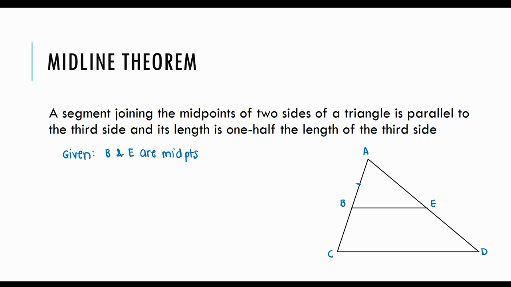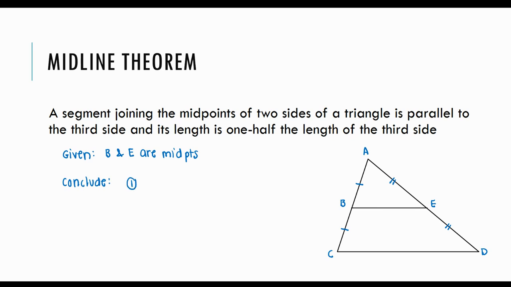So if B is a midpoint, that means that AB and BC are congruent segments. If E is a midpoint, that means that AE and ED are congruent. But notice that not all four are congruent. We have two different sets of congruent pieces. So with that given information, there are two things that we can conclude.